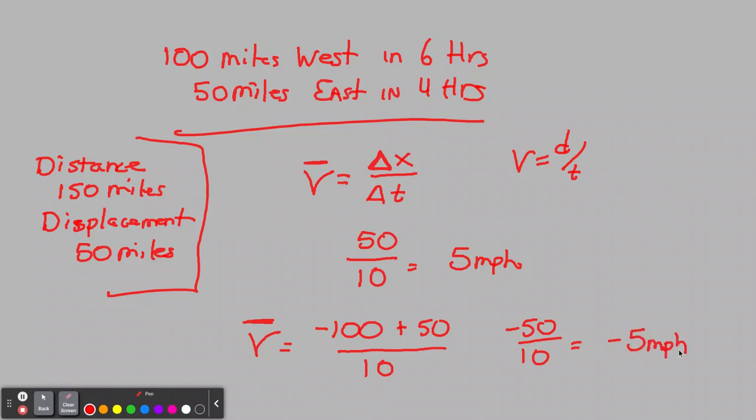Now, it's not really negative 5 miles per hour. What it's saying is our direction, the average, was to the west at 5 miles per hour. And so what you would normally see is the velocity with an arrow pointing this way, saying 5 miles per hour.